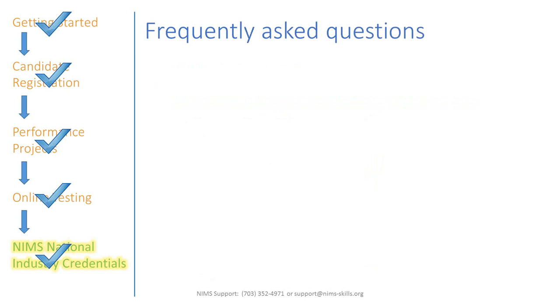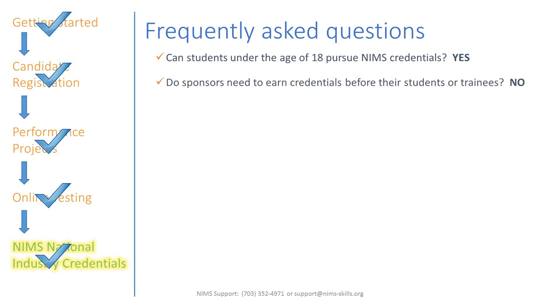Before we finish, let's tackle some frequently asked questions. Can students under the age of 18 pursue NIMS credentials? Yes, as long as they are enrolled at a state-approved program, such as a program at a high school, a career technical center, or a career center. Do sponsors need to earn credentials before their students or trainees? No. Students and trainees can start testing anytime. Instructor and trainer certifications are not required. However, they are encouraged.